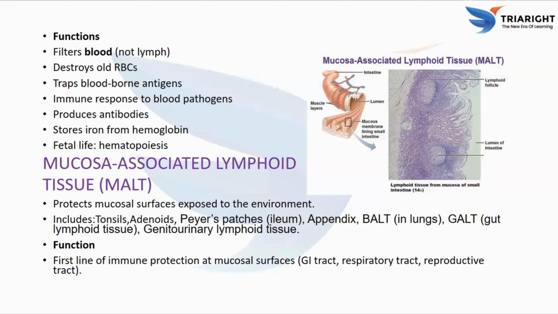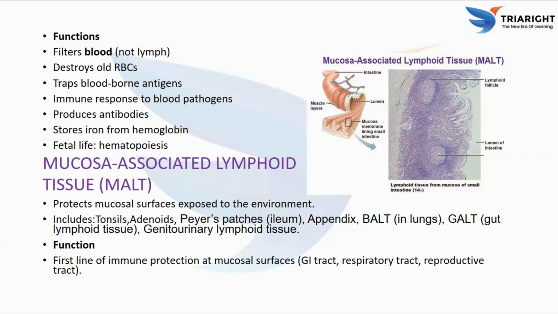So MALT acts as a first line of defense. What are the functions of the MALT? It protects the mucosal surfaces exposed to the environment. It is the first line of immune protection in the GI tract, like the intestines and stomach, in the respiratory tract, like the lungs and airways, and the genitourinary tract, like the urinary and reproductive system.